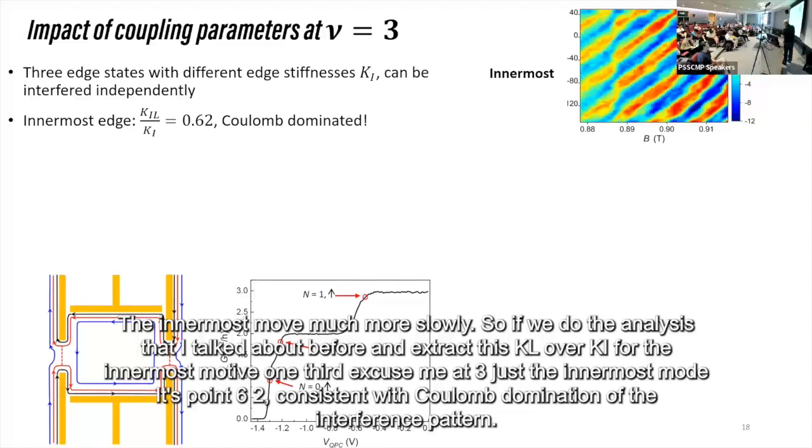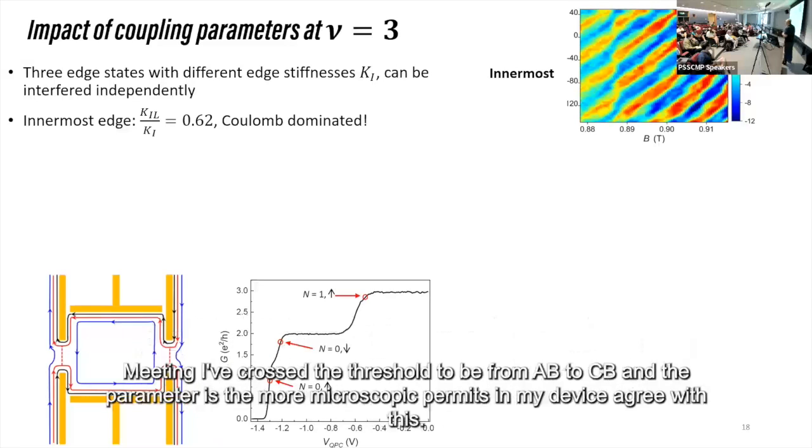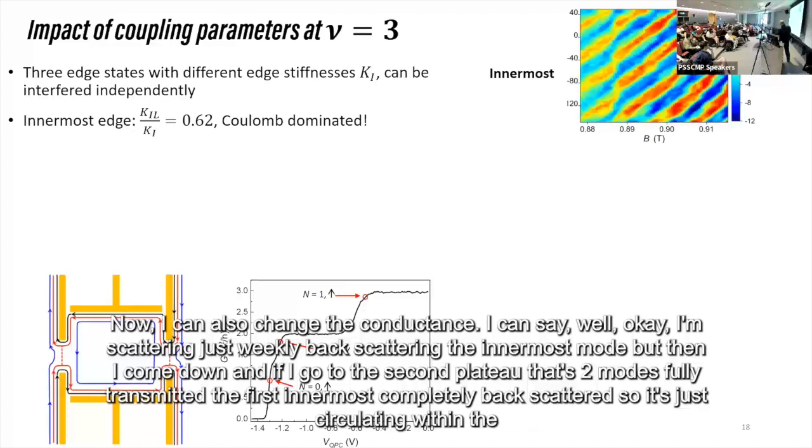So if we do the analysis that I talked about before and extract this KIL over KI, for the innermost mode it is 1/3, at nu equals 3, just the innermost mode, it is 0.62, consistent with Coulomb domination of the interference pattern, meaning I've crossed the threshold from AB to CD, and the more microscopic parameters of my device agree with this.